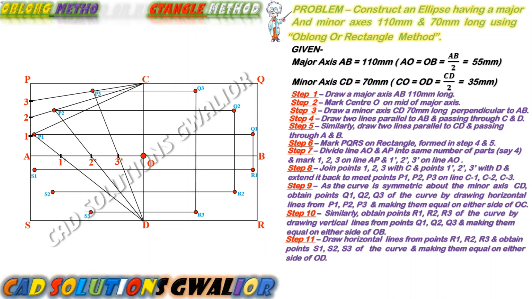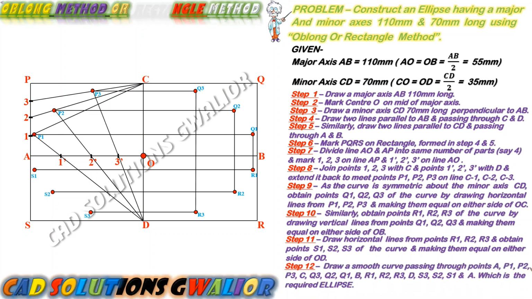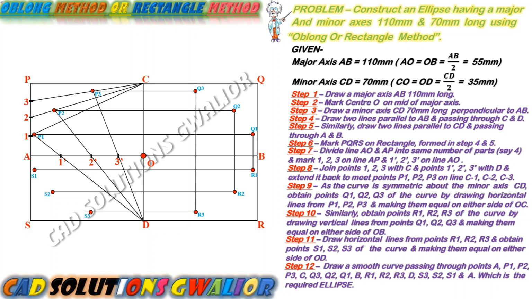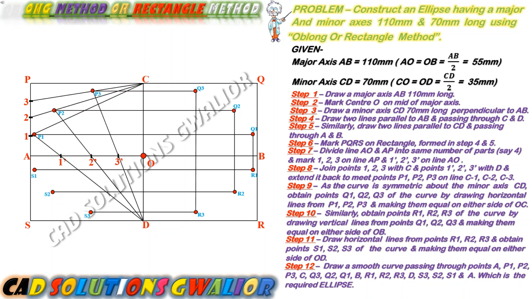Now in the last step, we will join the points P1, P2, P3, Q1, Q2, Q3, R1, R2, R3, S1, S2 and S3 by freehand. This curve will also pass through points A and B of the major axis and points C and D of the minor axis. Students, this is the required ellipse.